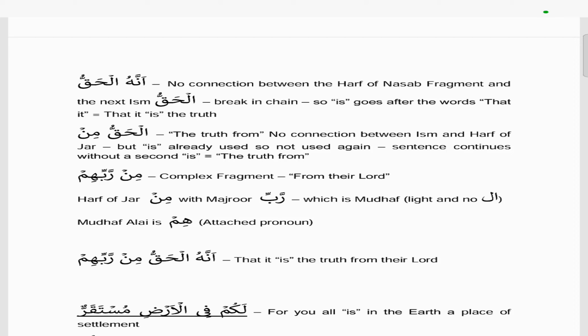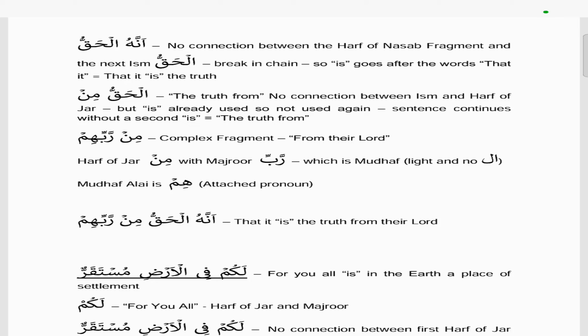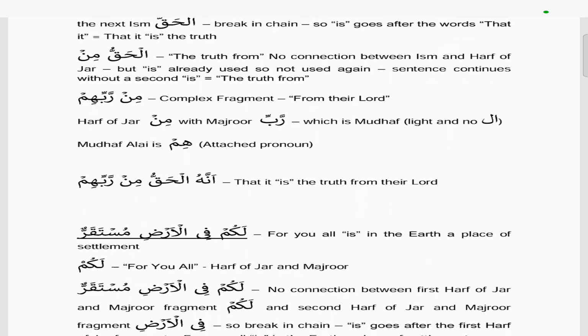Min rabbihim is a complex fragment, which means "from their Lord". The harf of jar min is with the majroor rabbi, which itself is a mudaf, because you can see that it's light and has no "al" on it, and the mudaf ilay is the him, an attached pronoun meaning "they", whose original independent pronoun is hum. So the whole sentence would be annahu al-haqqu min rabbihim, which means that it is the truth from their Lord.